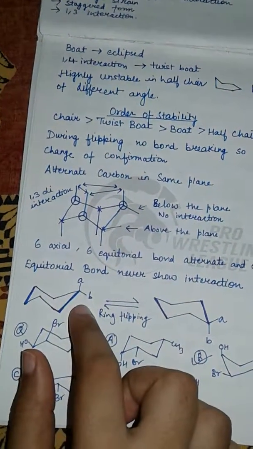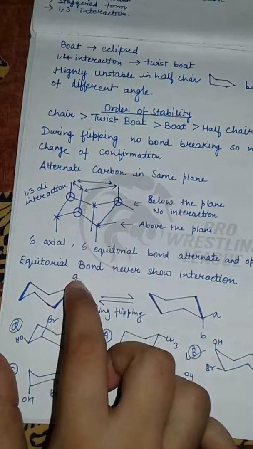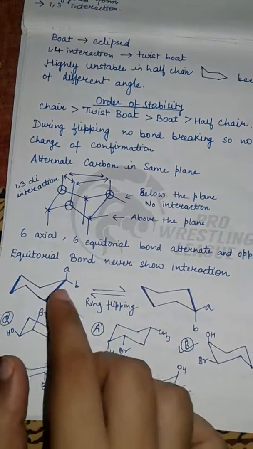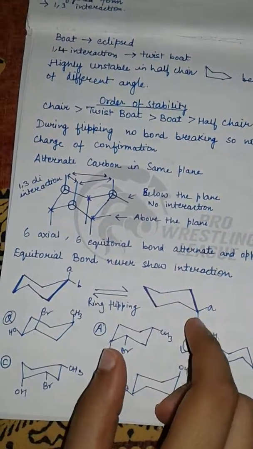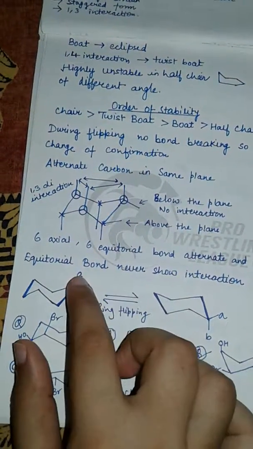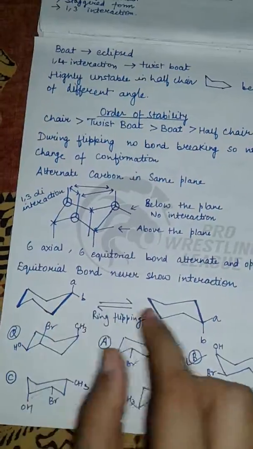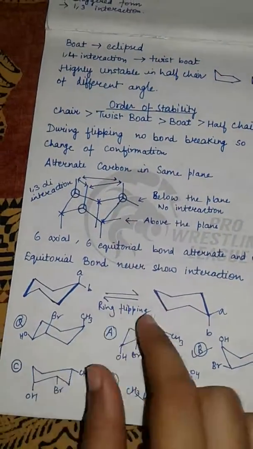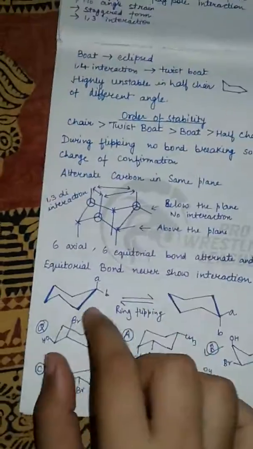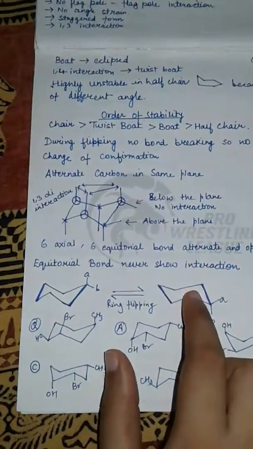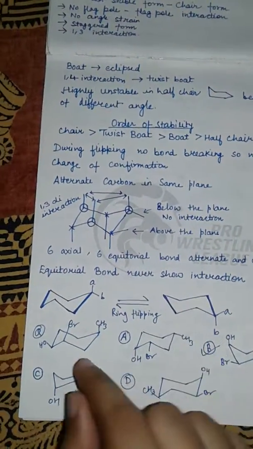During ring flipping, the axial bonds become equatorial, and the equatorial bonds become axial, and each group is shifted by one position. The ring shape is also changed during the ring flipping.